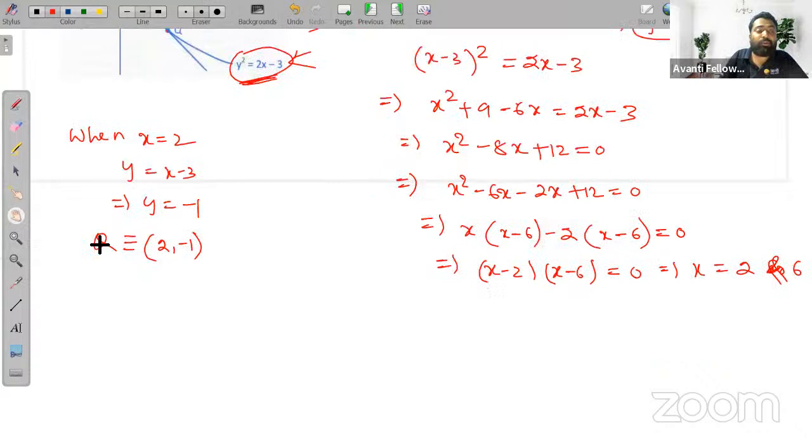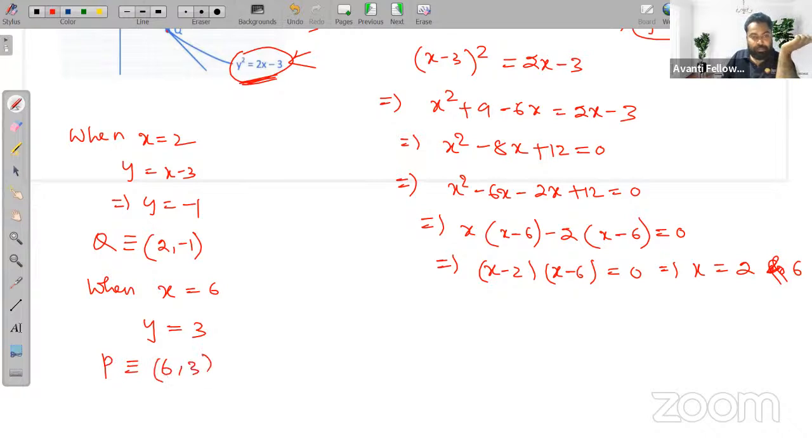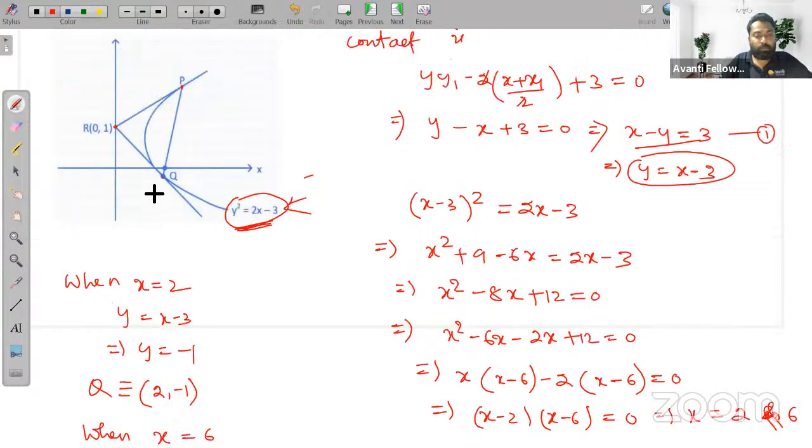Similarly, when x is equal to 6, we are getting y as 6 minus 3, that is 3. So the coordinate of P I am getting is 6, 3. Clear everyone? 6, 3 is the P coordinate, and the Q coordinate is 2, minus 1. Just go through the figure. 2, minus 1 is Q, and the coordinate of P is 6, 3.